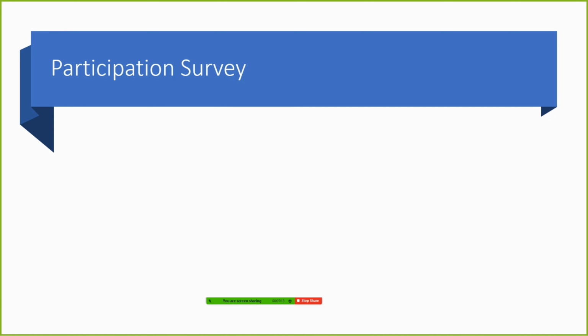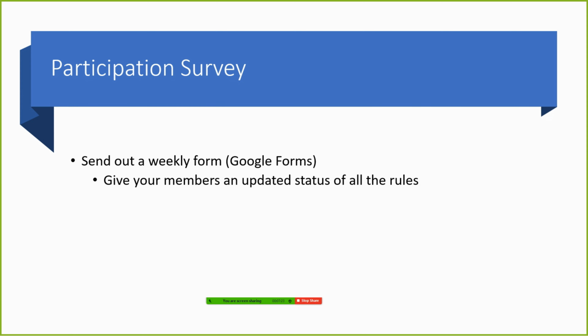Then, the participation survey. This is how we implemented the participation limit in our club. On a weekly basis, we send a weekly form, a Google Form, and in there we have an updated status of all the rules, because from time to time, from session to session, the rules are updated according to your country. This could be the number of participants, the location, the schedule. We could update the schedule because the country has some regulation that says now everything closes earlier. So we have this schedule on the form.